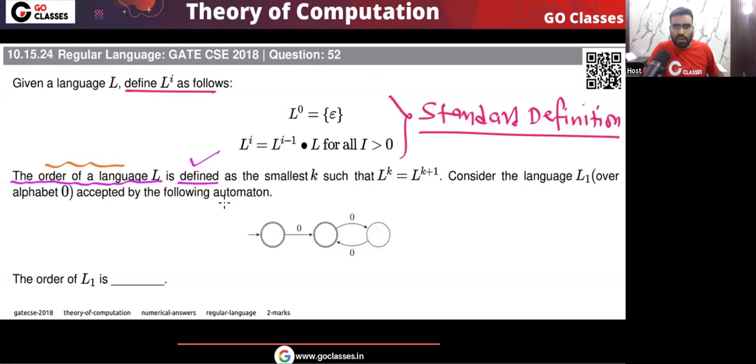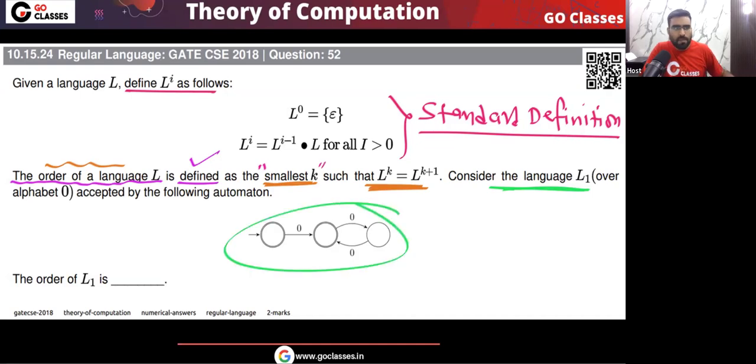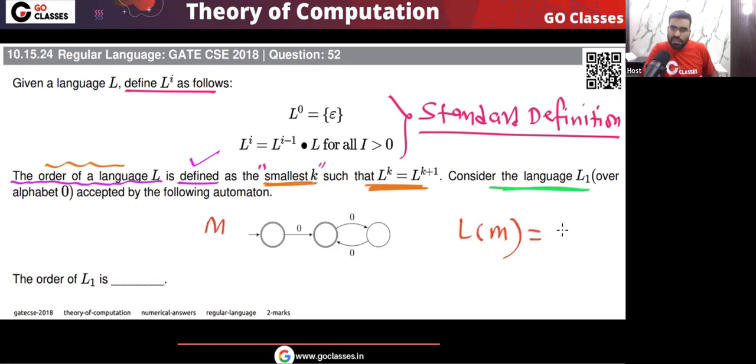They are saying the order of a language is the smallest k such that L power k equals L power k plus 1. Now the question says to consider the language L1, the language of this DFA, let's call it DFA M. The question is asking: what is the order of L1?